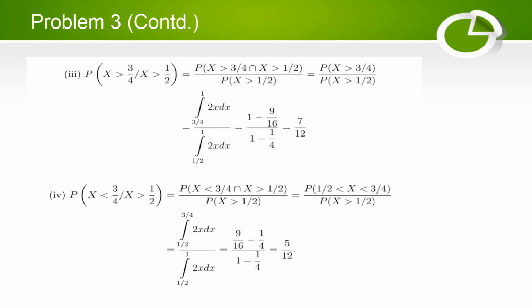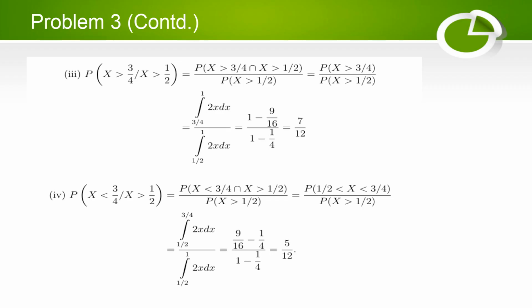P of x greater than 3/4, given that x greater than 1/2, equals P of x greater than 3/4 intersection x greater than 1/2 divided by P of x greater than 1/2, equals P of x greater than 3/4 divided by P of x greater than 1/2, equals integral 3/4 to 1 of x dx divided by integral 1/2 to 1 of x dx, equals (1 minus 9/16) divided by (1 minus 1/4), equals 7/12.